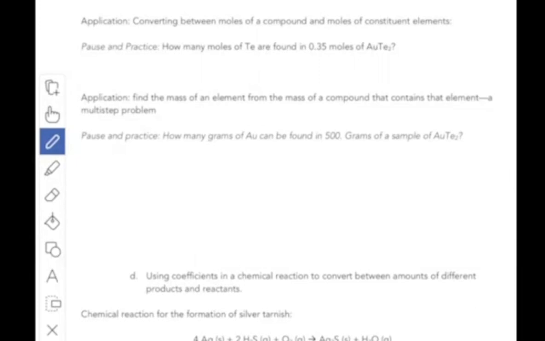So let's say you have 0.35 moles of gold telluride. How many moles of elemental telluride are found in that sample? Pause and try on your own. The calculation will be set up exactly the same.